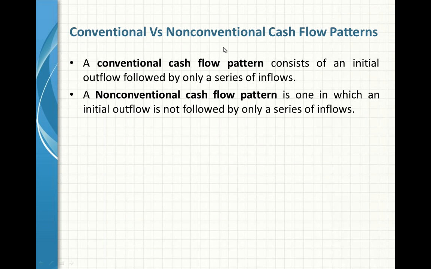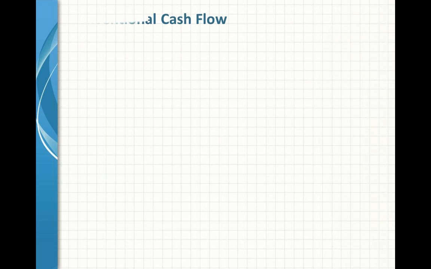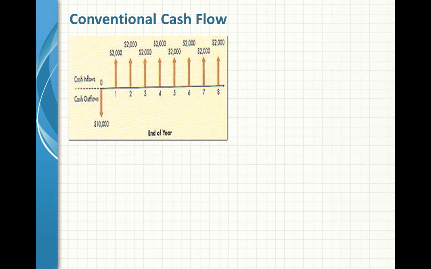So let us discuss conventional and non-conventional cash flows. When you know about cash inflow and cash outflow, let us discuss conventional cash flow and non-conventional cash flow. Let me explain here. This project requires $10,000 initially. That means at the year beginning, we want an investment of $10,000. Cash is going out. Therefore, it is an outflow.